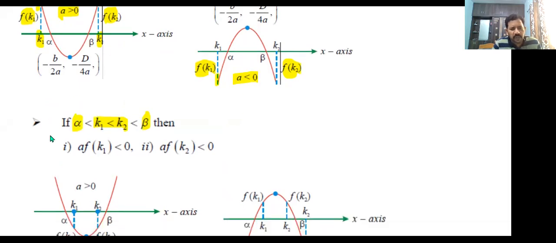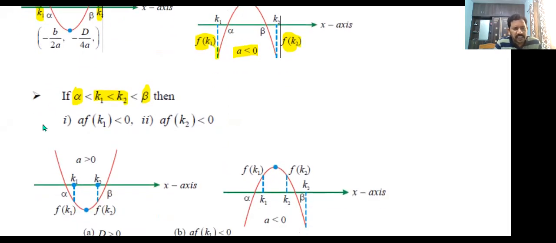In this case, what condition do we get? Here is k1, here is k2. Then what about f of k1 and f of k2 below the x-axis? Are those negative or not? A is positive, f of k1 is negative. Positive into negative is negative. Here also the same, negative. Understood? Go to the second case.